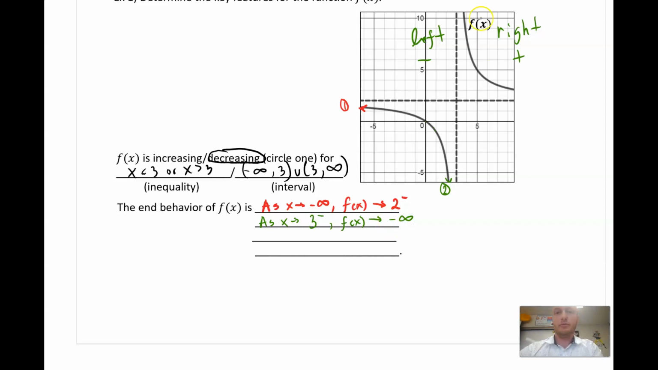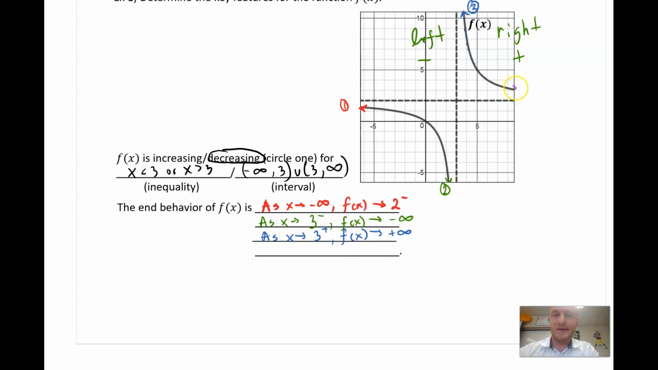Okay, piece 3, up here. So as x approaches, I want to go towards that arrow. So maybe start from over here, imagine it like this. My x values are going this way. So as x approaches, again, positive 3, but this time from the right, my function values this time are going to positive infinity.